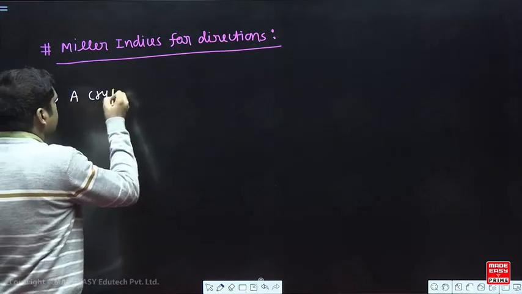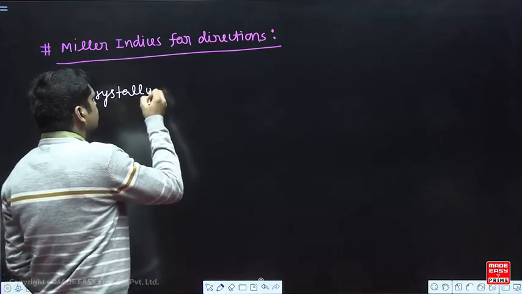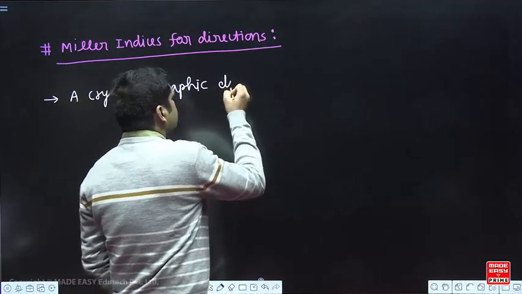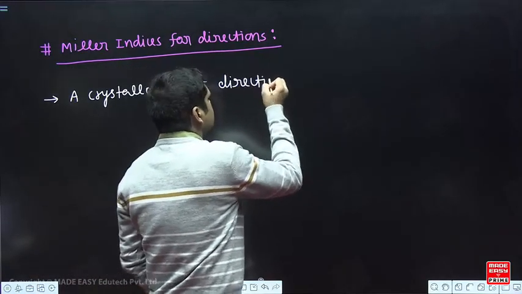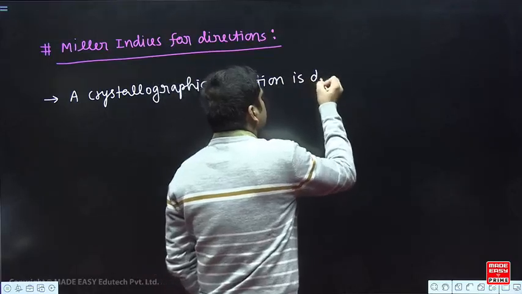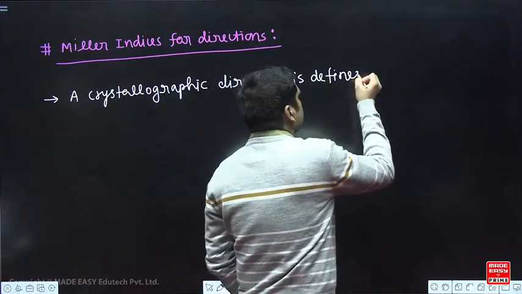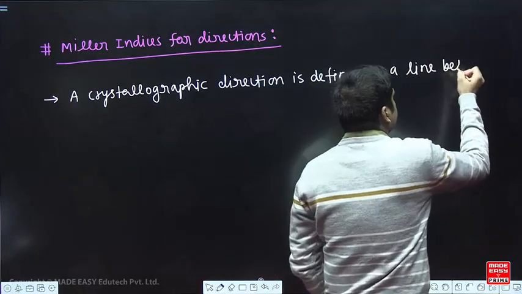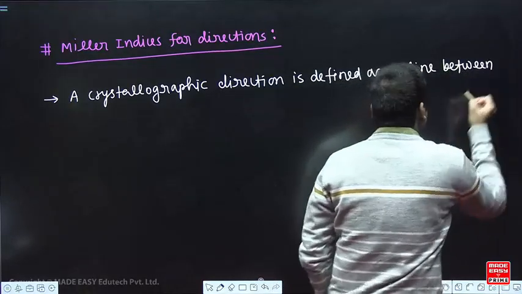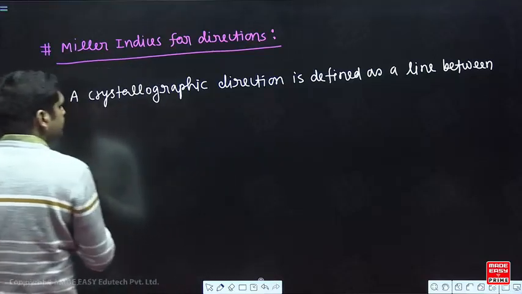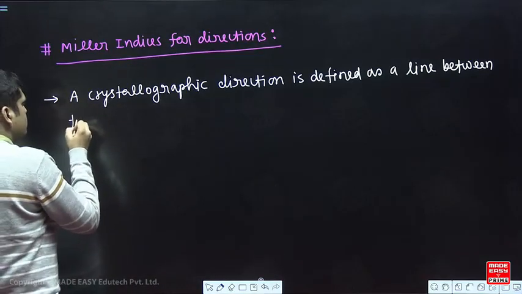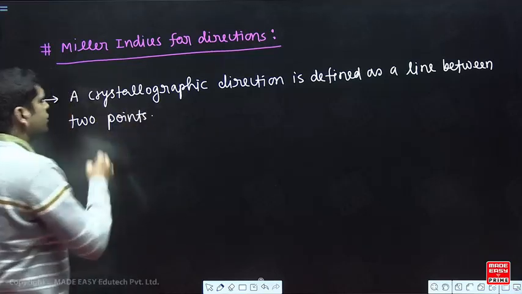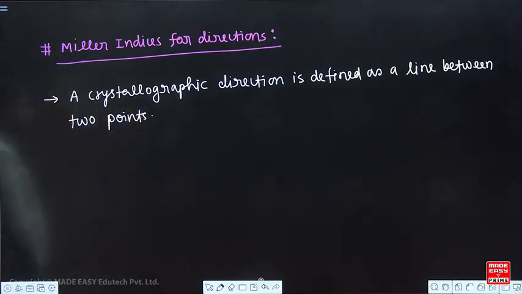A crystallographic direction is defined as a line between 2 points. Between 2 points. A crystallographic direction is defined as a line between 2 points.